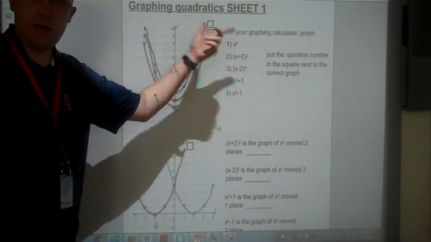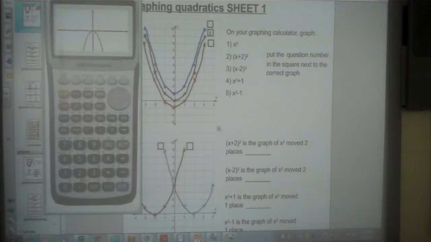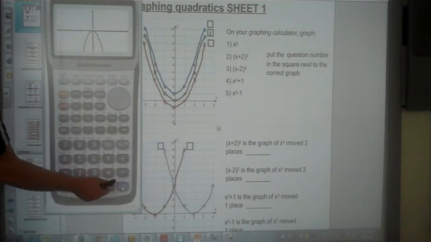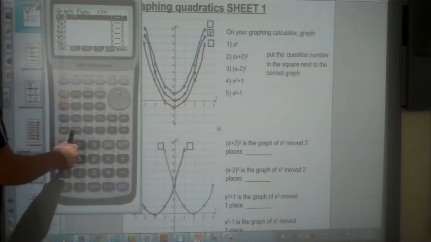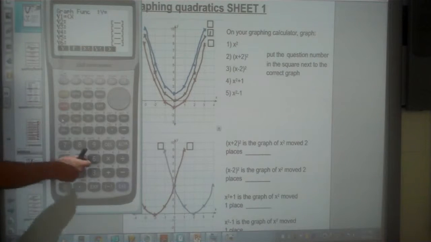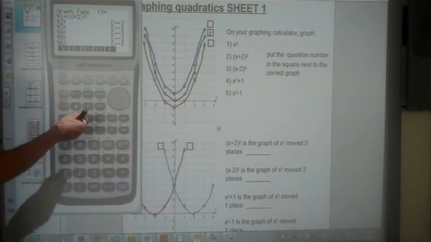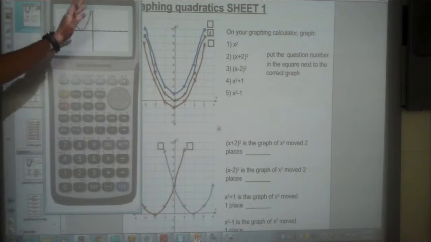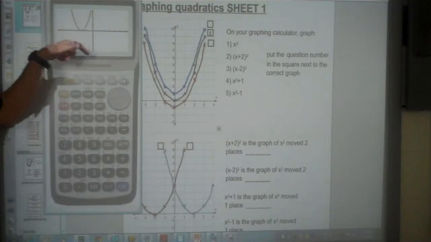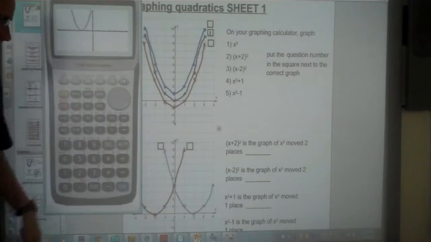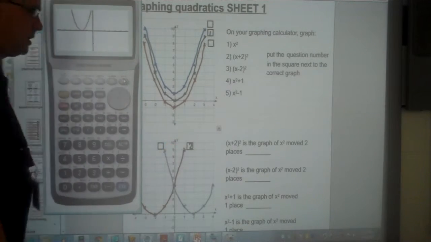Now (x plus 2) squared I wouldn't expect you to know, so you just use your calculator. Let me go into graph again, exit to go backwards, and then we're just going to type in the equation just like it appears. So with parentheses, x plus 2 squared, and then we're going to draw. And what you should notice is the graph that was originally here has now moved 2 places to the left, which is actually this one down here. So this would be graph number 2.